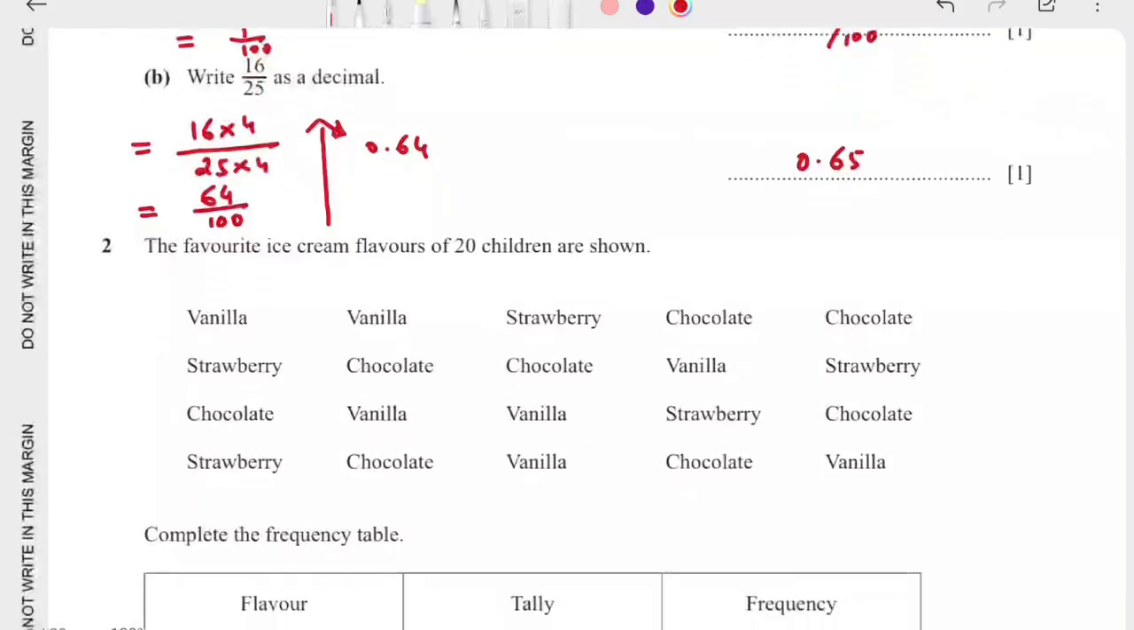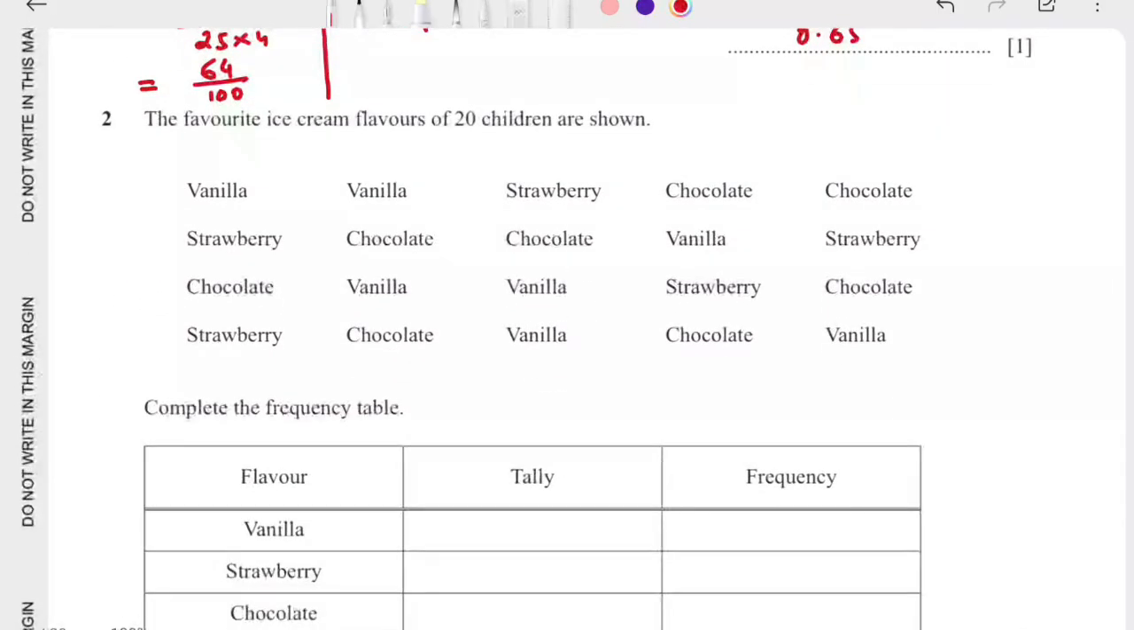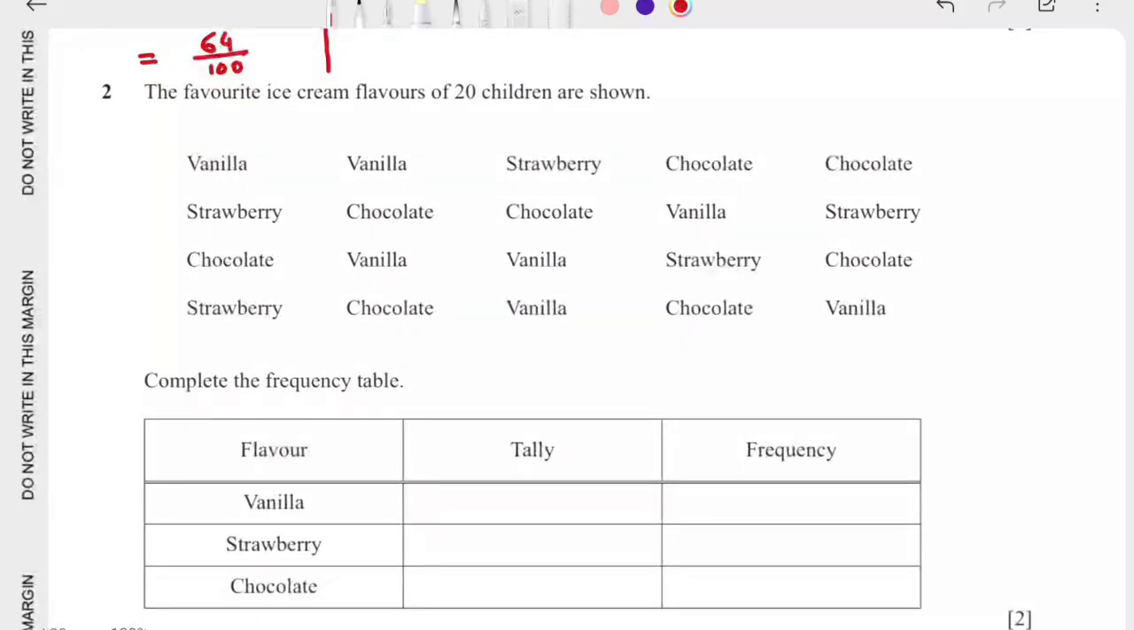Question number 2. The favorite ice cream flavors of 20 children are shown. Here is the information given. Complete the frequency table. First of all, we have to see the flavor vanilla, how many times vanilla appears. So let us circle them.